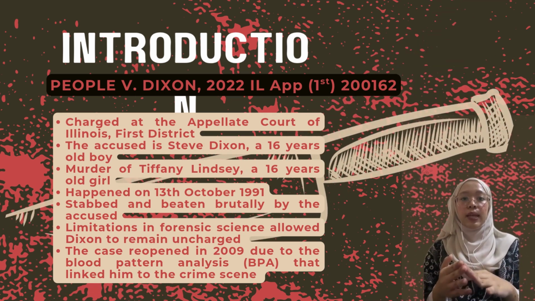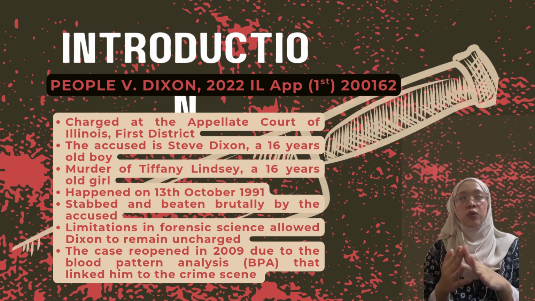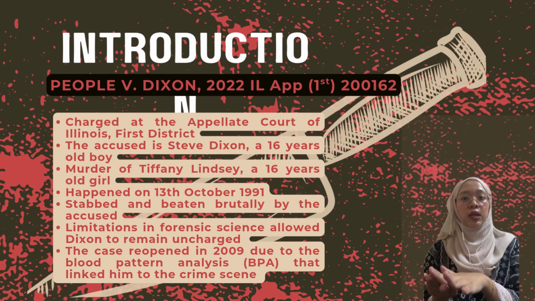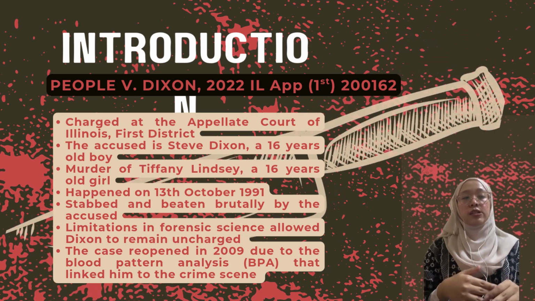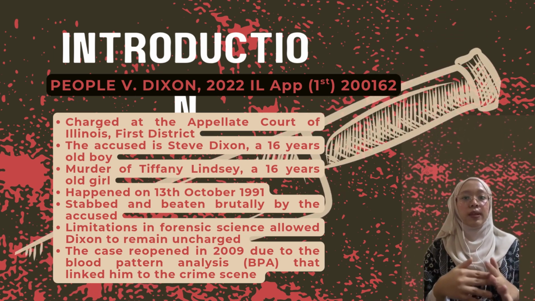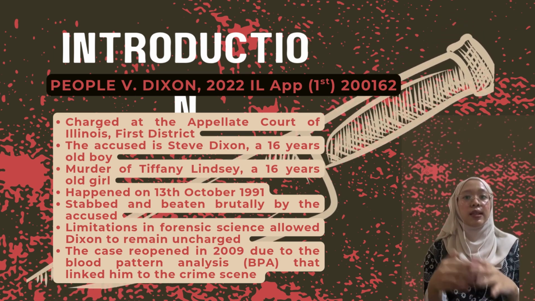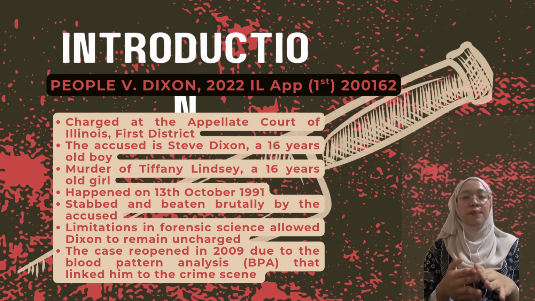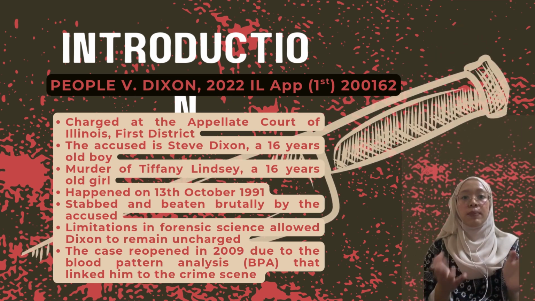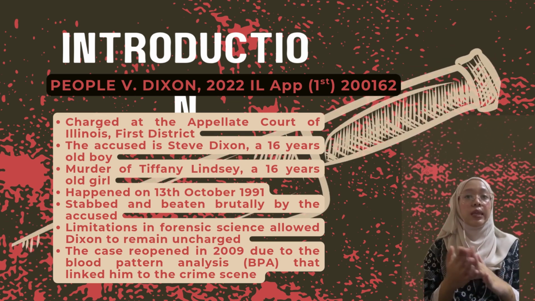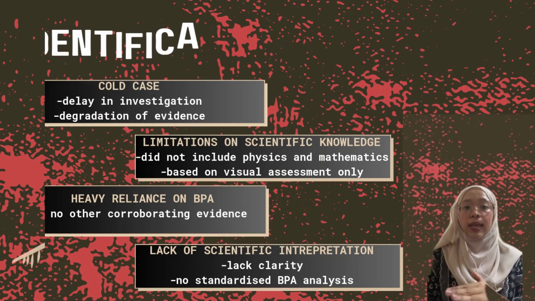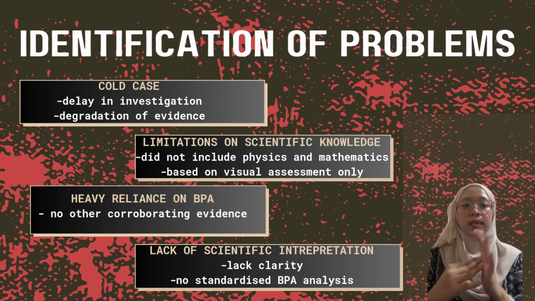Although the case happened in 1991, he was convicted in 2015 due to the lack of forensic science knowledge. The case reopened in 2009 when blood pattern analysis alongside DNA analysis linked Dixon as a prime suspect. During the investigation, there were many bloodstain patterns found on the shoes and clothing of Dixon, which indicate a bloodshed event. In the end, Dixon was charged with 40 years imprisonment.